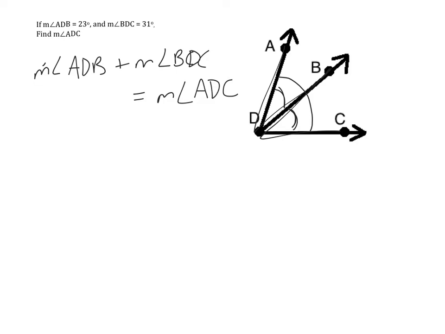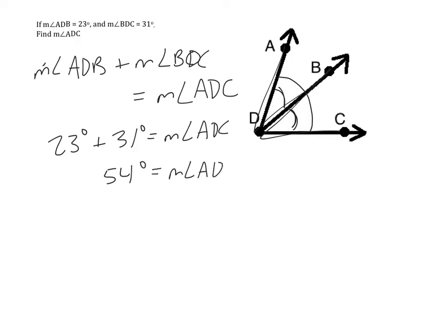So ADB is 23 degrees plus BDC is 31 degrees. So that equals the measure of angle ADC. So that equals 54 degrees. So not too much going on there, just really summing them up. That's it for that type of problem.